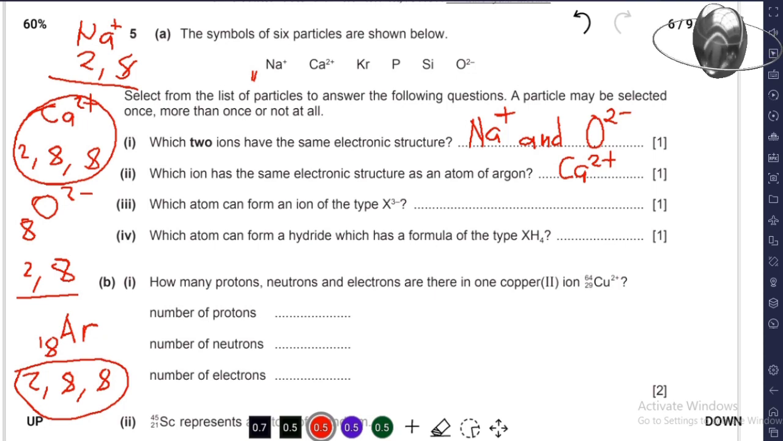Which atom can form an ion of the type X3 negative? This substance must be a nonmetal. And here we have 3 nonmetals.